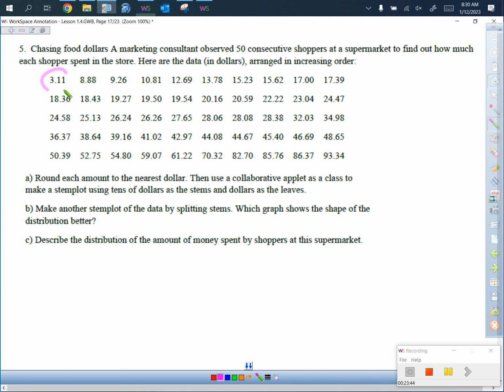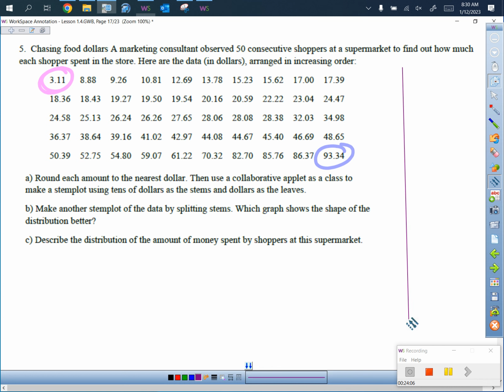So what's our very minimum dollar amount? $3. We're rounding to the nearest dollar. Okay, that's $3. And what's our biggest one? Rounding to the nearest dollar, $93, right? So I have to go from basically $3 to $93. I want you to talk with your neighbor. What do you want to do for stems? What's the smallest stem? What's the biggest stem that you want?